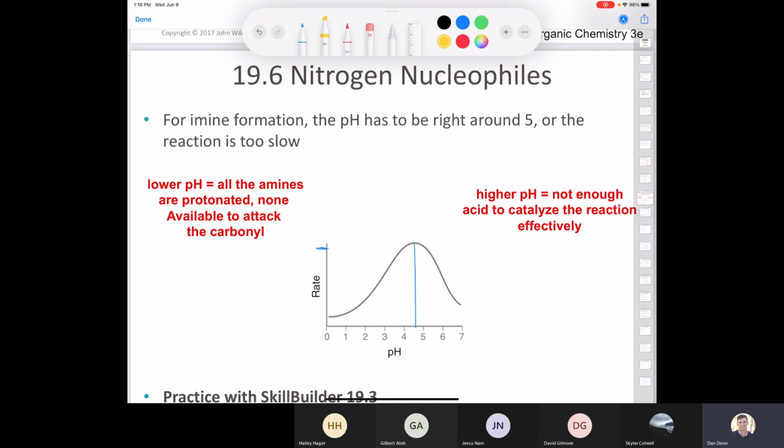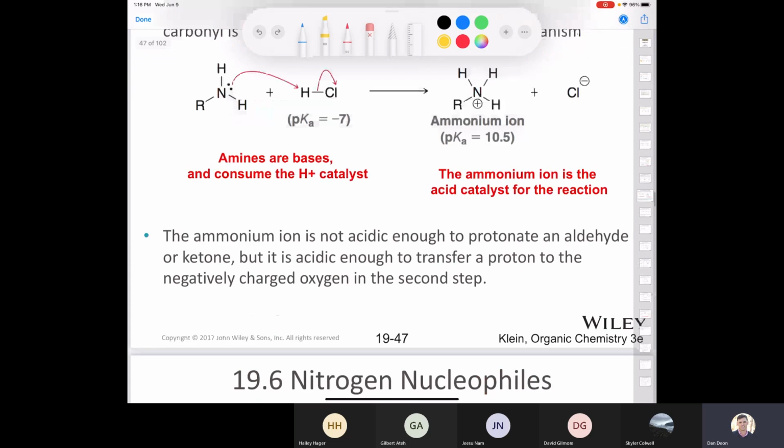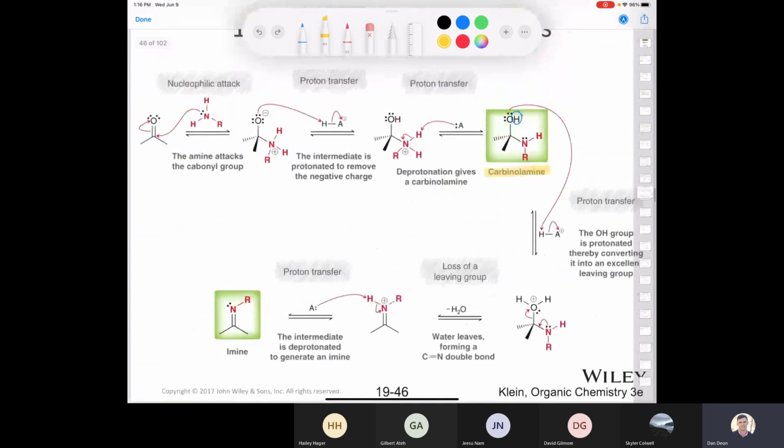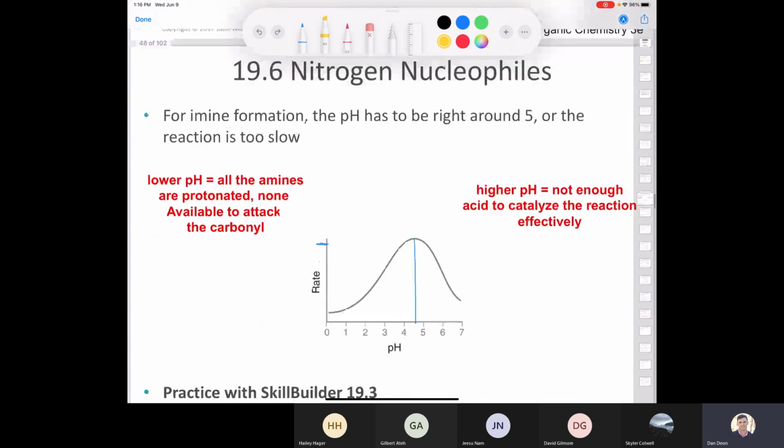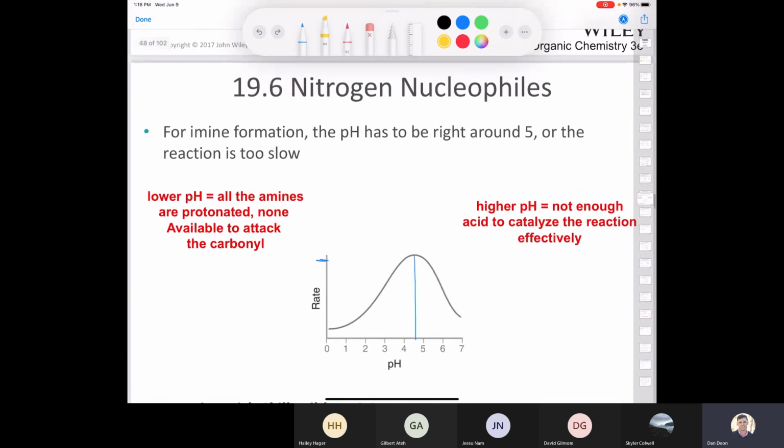So what did I put here? I just want to read my slides. Lower pH, everything's protonated. Yep, that makes sense. Higher pH, there's not enough acid to even catalyze the reaction. In that case, if the pH is too high, it's not even acidic enough to do this. You won't even protonate that. So it's useless then. Anyhow, I've only made a few imines in my life, but I know enough to tell you that you do kind of have to fiddle with it and fuss with it in order to get that pH just right.